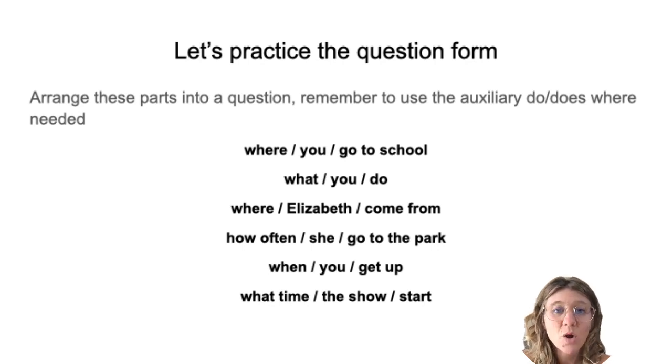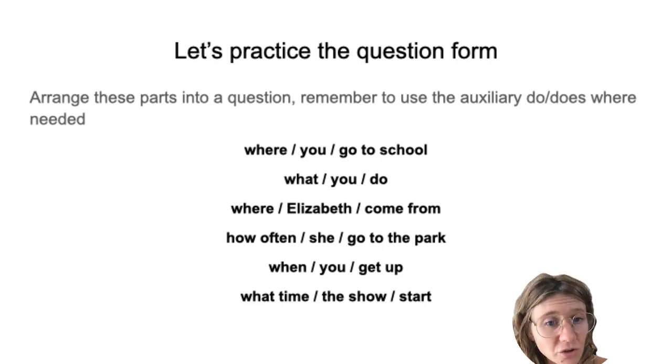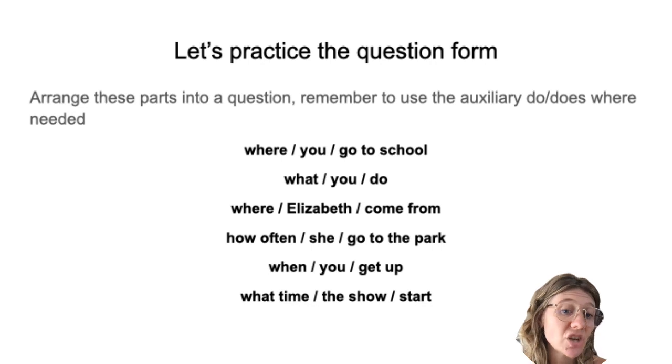So we have where you go to school, what you do, where Elizabeth come from, how often she go to the park, when you get up, what time the show start. So remember that you're going to use the auxiliary verb, and you may also need to change the main verb. And I'll leave it up to you to figure out what to do. So pausing the video and looking at the slide when you're ready.